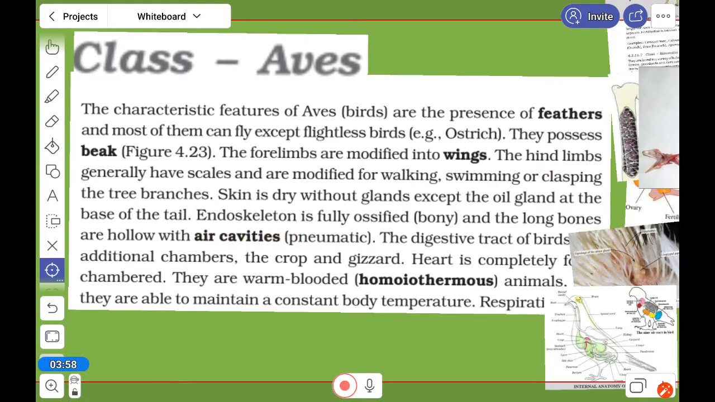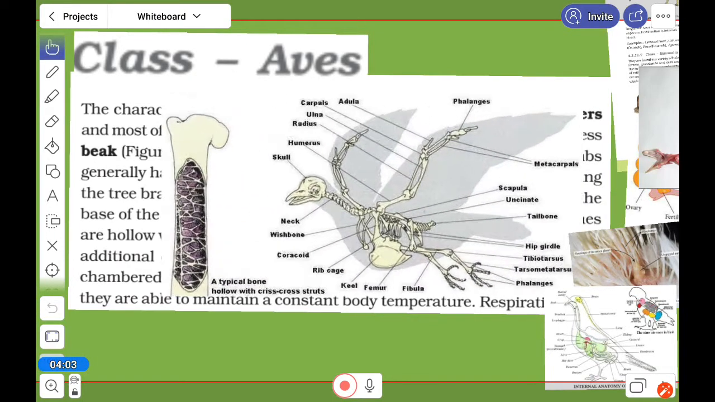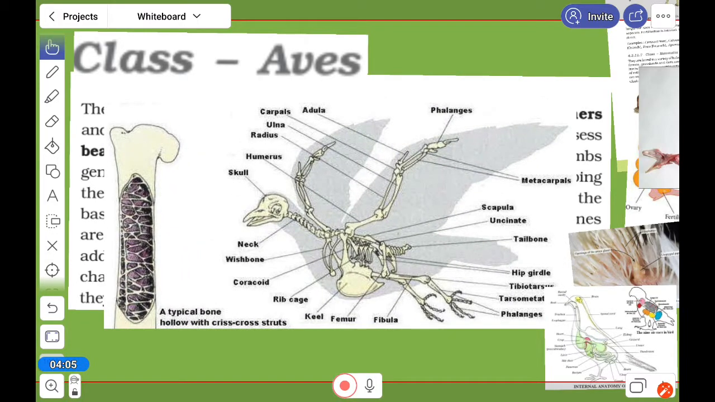So for that we can select here. See the bony structure of the bird. Here you can see the typical bone, which has an inside cavity. It is hollow. Another thing you have to keep in mind is the keel bone. This is the keel bone, which is a specialized structure for aviation, for flight.